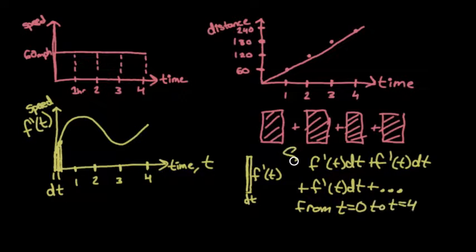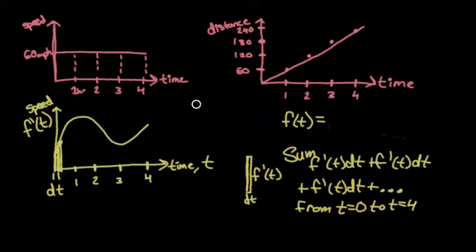And this is a sum. And now what we need is a more concise way to write this, because that's a mouthful, or a page full, or whatever. And now we have our definition of an integral. F of t is the function we want to get back to, and it is equal to the sum, this is a really skinny S, the sum of f prime of t times dt from t equals 0 to t equals 4. And it didn't have to be 0 and 4.